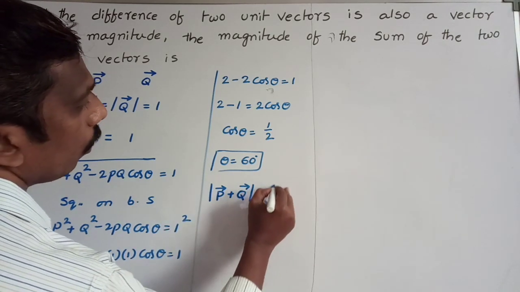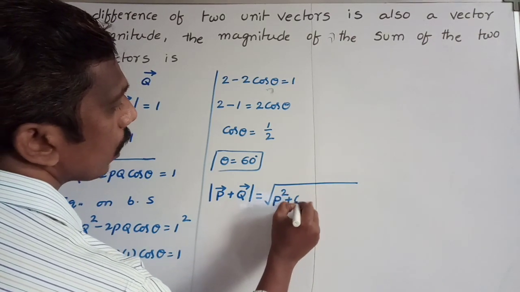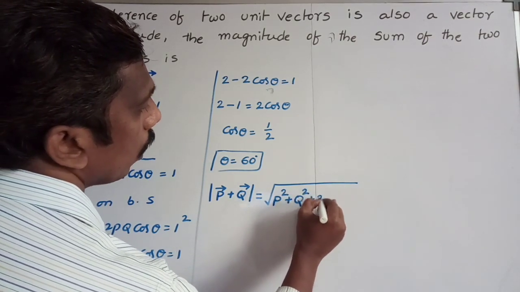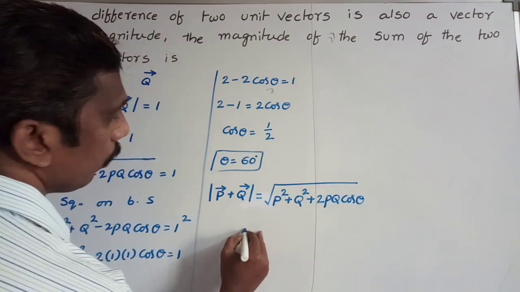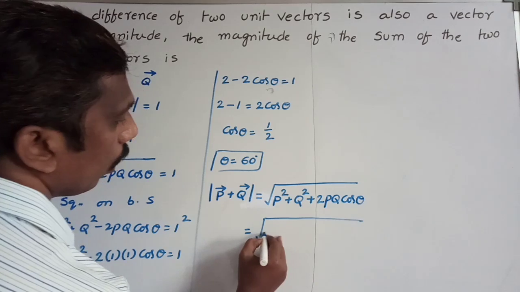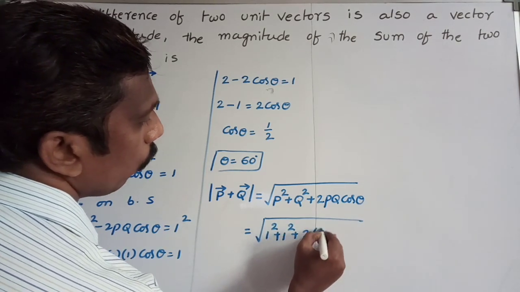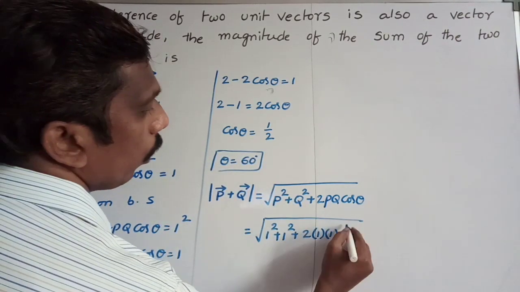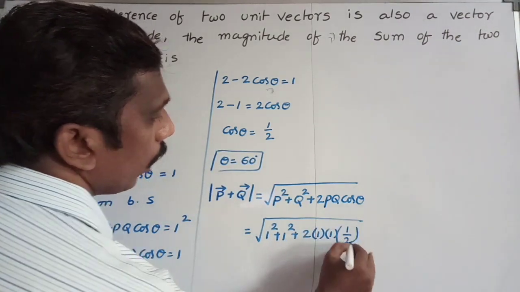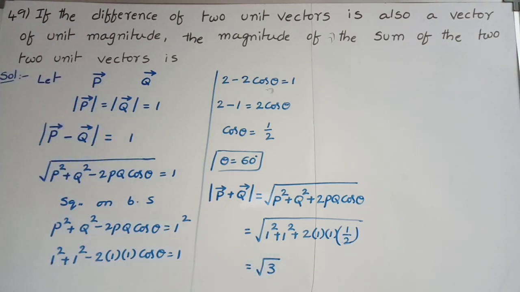That is equal to under root of P square plus Q square plus 2PQ cos theta. From this we can write under root of 1 square plus 1 square plus 2 into 1 into 1 into cos theta value 1 by 2, already we know. Substitute here. 2 gets cancelled. Finally we can get root 3.